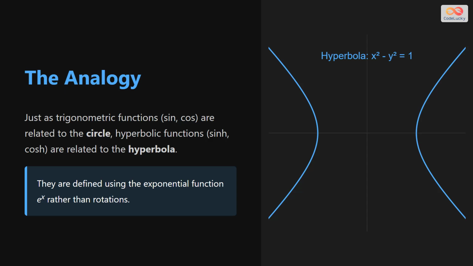To understand these new functions, we have to look at the geometry. Standard trigonometry is often called circular trigonometry because it defines points on a unit circle. Hyperbolic functions, as the name suggests, define points on a hyperbola. Instead of measuring an angle of rotation, they measure the area subtended by a ray from the origin, but the algebraic properties remain surprisingly similar.